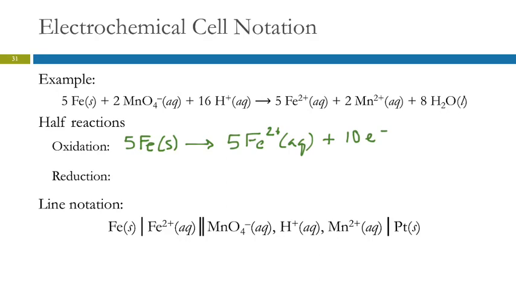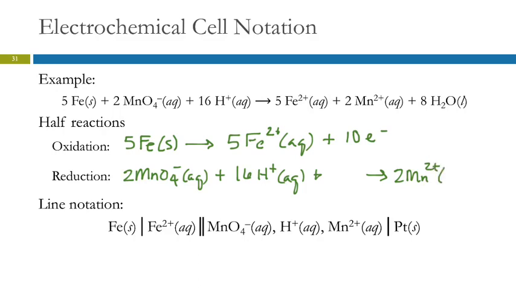The reduction then is going to have the permanganate ion. And these hydrogen ions were not needed in the oxidation reaction, so they're involved in the reduction reaction. So 16 hydrogen ions. We're going to need some electrons over there, so leave a space. Then 2 manganese 2+, and 8 H2O.